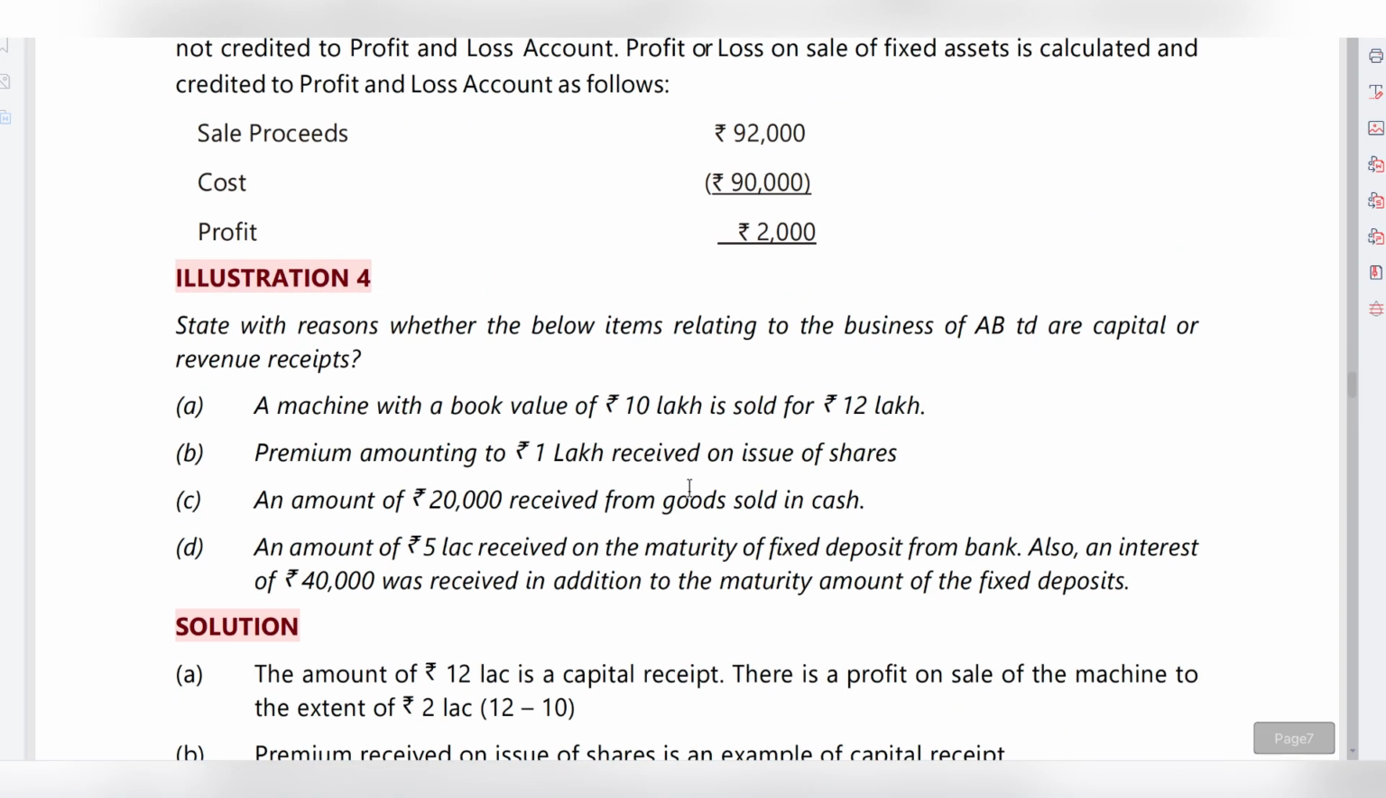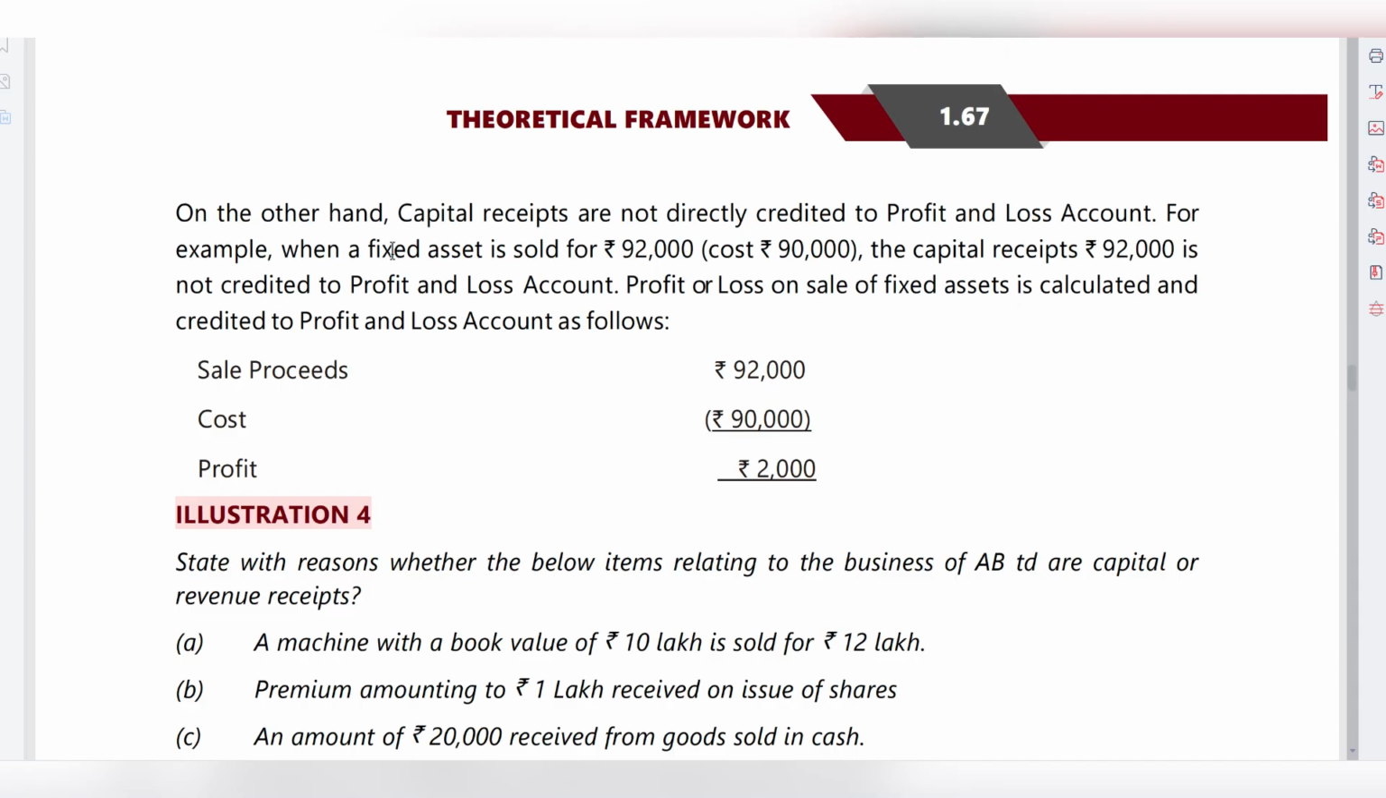Now we'll see some examples here in the study material. If you can see here, when a fixed asset is sold for 92,000 and the cost is 90,000, the capital receipt is 92,000. It is not credited to the profit and loss account, but it will be directly deducted from the balance sheet. Profit or loss on sale of a fixed asset is calculated and credited to the profit and loss account. So the sale proceed is 92,000, the cost is 90,000, so the profit is 2,000, which will directly go to the profit and loss account.